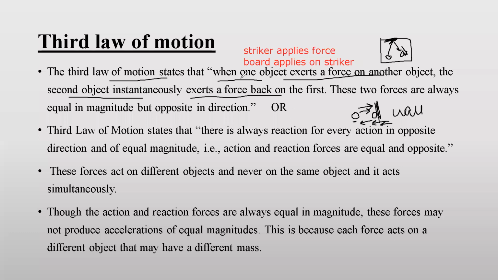So from this we can say that when one object exerts a force on another object, then the second object instantaneously applies a force back on the first object. And the point that we have to note here is that these two forces are always equal in magnitude. If a striker applies a force of 1 Newton on the boundary of the board, then the force applied by the board on the striker would also be 1 Newton, and it is always in the opposite direction. Even in the case of a ball, you might have experienced this. So this is the statement of the third law.